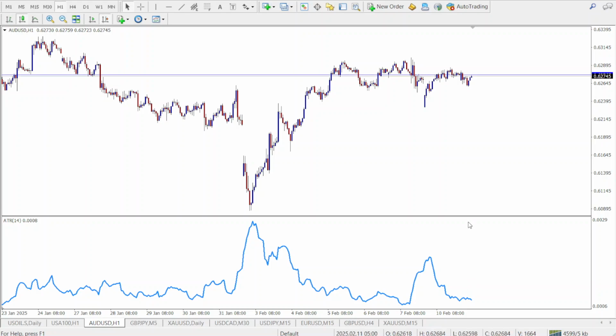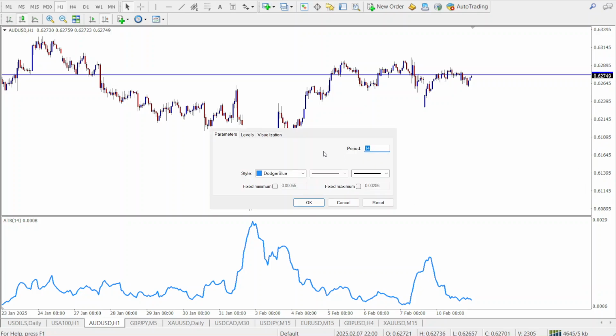First of all, let us break down what the ATR, or the average true range indicator, actually is and how it works. Now the ATR is a volatility indicator developed by J. Wells Wilder. Unlike other indicators that predict price direction, the ATR measures how much price moves over a given period. It calculates the average range between high and low of each candlestick over a set period, usually 14 candles by default. You can see the default period is 14.